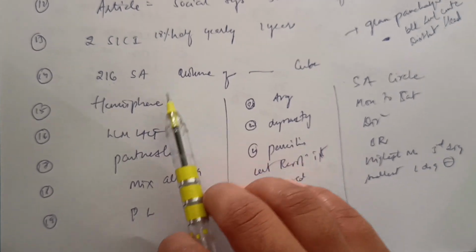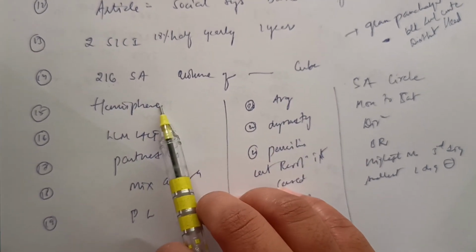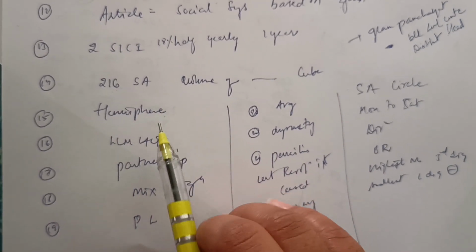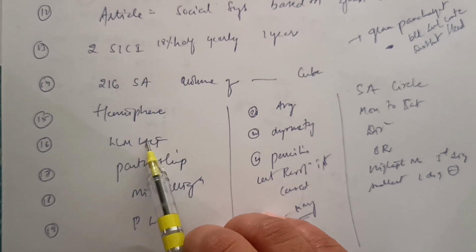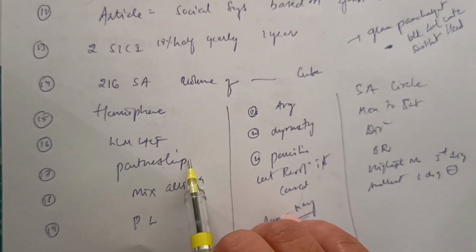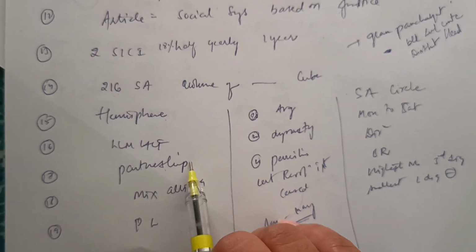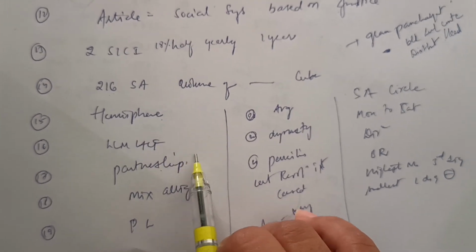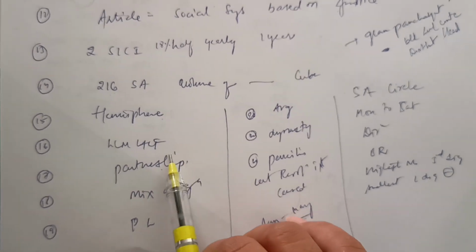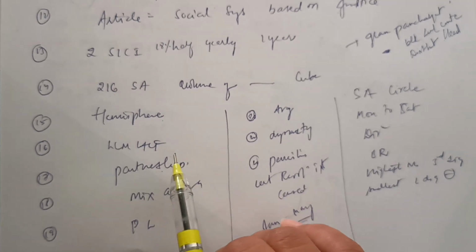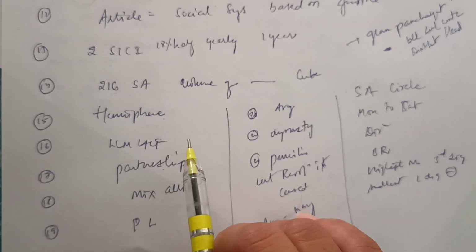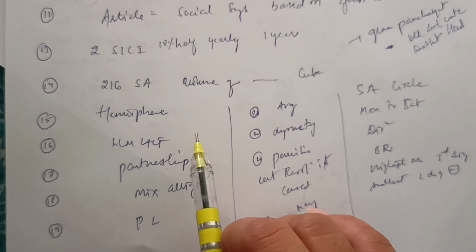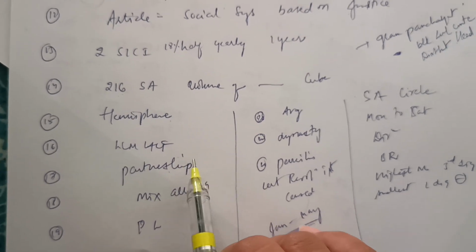Then one question was related to the hemisphere. I don't remember what the question was now. And one was based on LCM and HCF and partnership. It was quite calculative, I thought. The question was like A invested for 4 months and B invested for 4 months, and after 4 months B decreased his investment by 2000 something. After 5 months B again increased it, or something like that was given. So I got confused there and left the question.